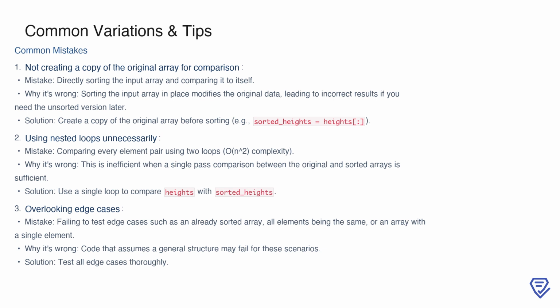Another frequent mistake is using nested loops unnecessarily. For example, comparing every pair of elements with two loops increases the complexity to O(n squared), which is extremely inefficient. Instead, you can achieve the same result with a single loop that compares the original array to its sorted copy.